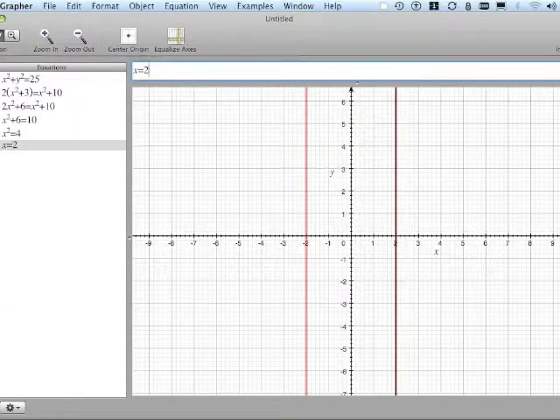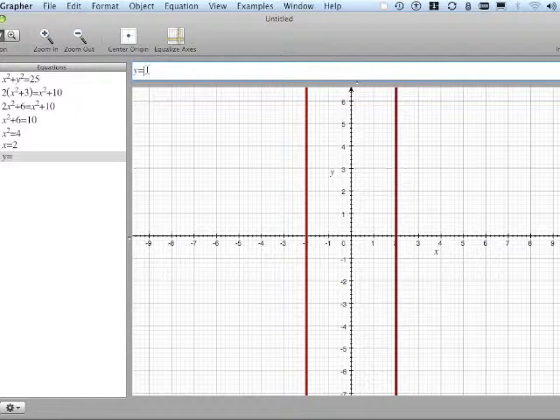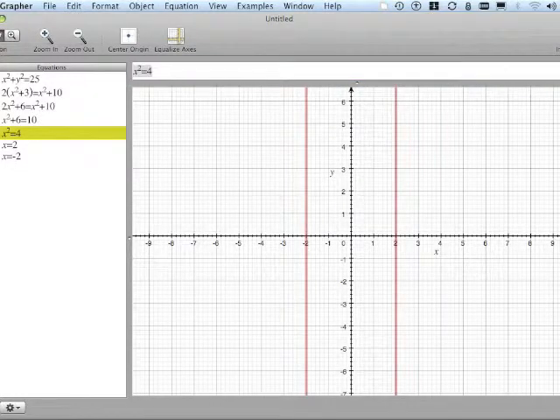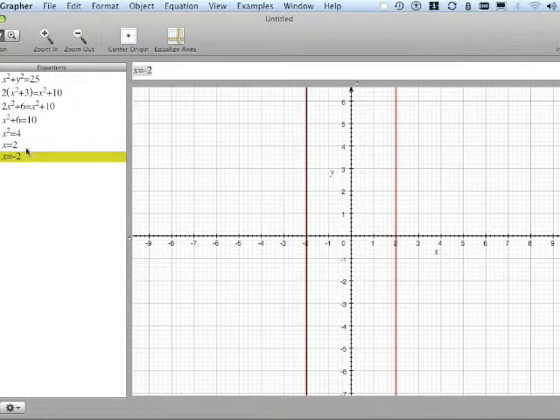or x equals negative 2. And again, you can verify that these match the graph of the original.